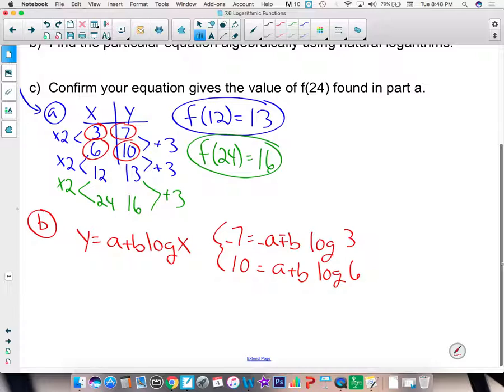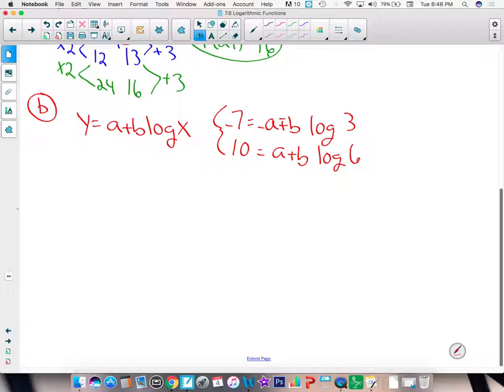So in order to get logarithm equations, we need to subtract the two equations. All right, so if we subtract those two, we get 10 minus 7, which gives us a 3. The a's are going to cancel because you have a and a negative a. But now we're going to have b log 6 minus b log 3.